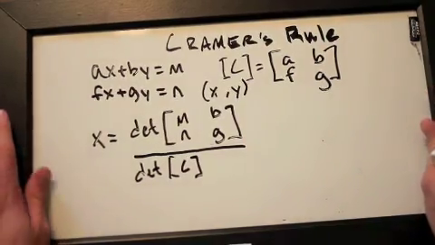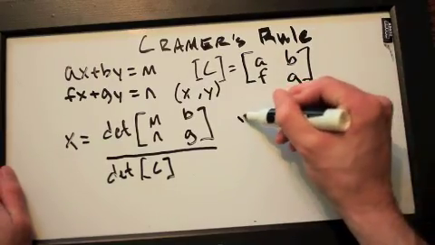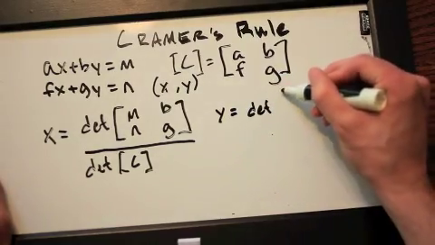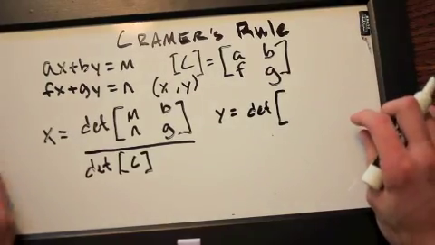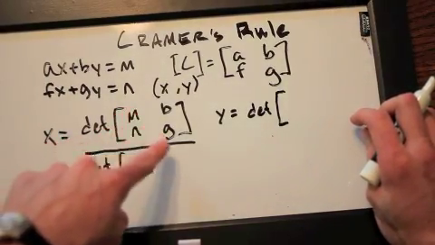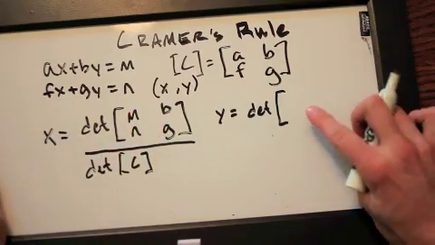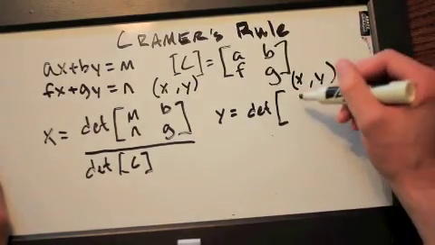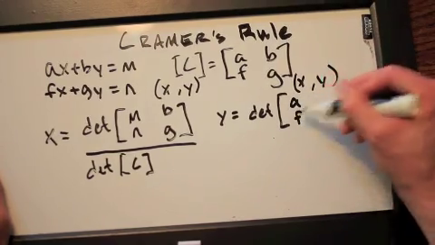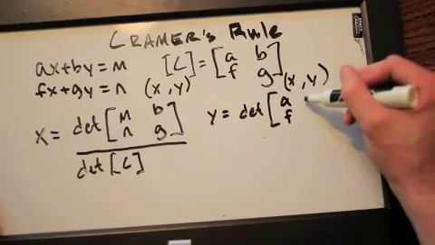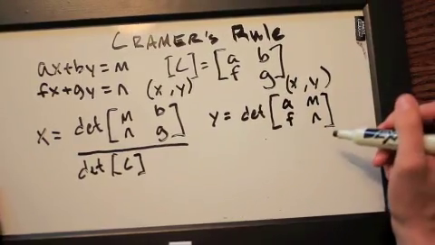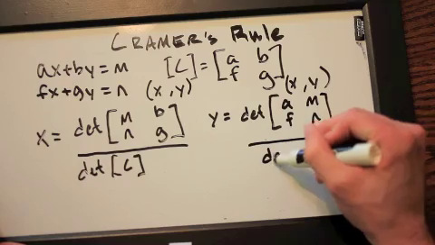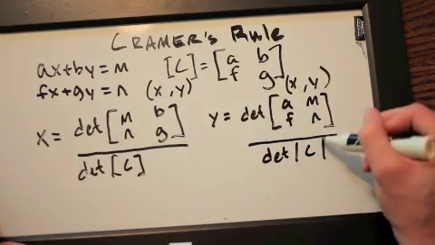Now, the solution for y is going to look very similar, except what's going to change is we're no longer going to use the coefficients of y. We're going to use the coefficients of x in x's spot. X goes on the left, so our coefficients of x are going to go over here. And we're going to use our answers again to fill in the rest of the matrix. Now, all of this is again over the determinant of our coefficient matrix.